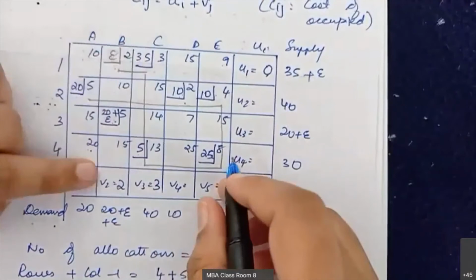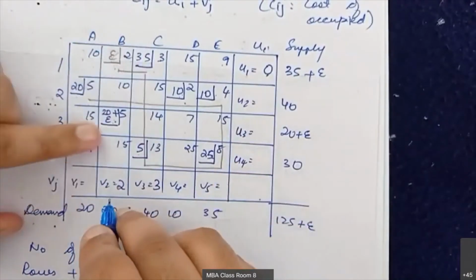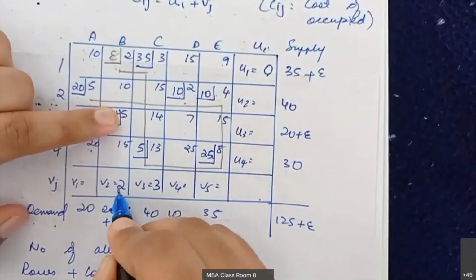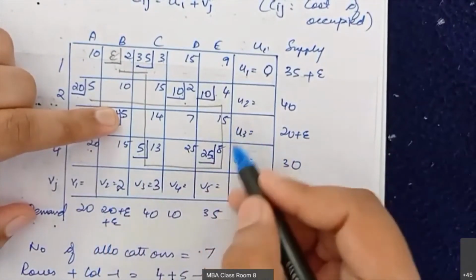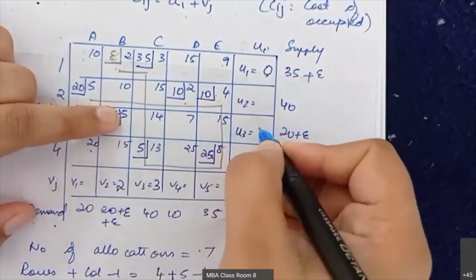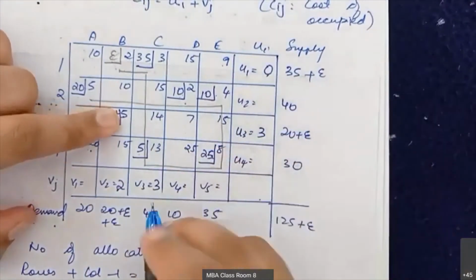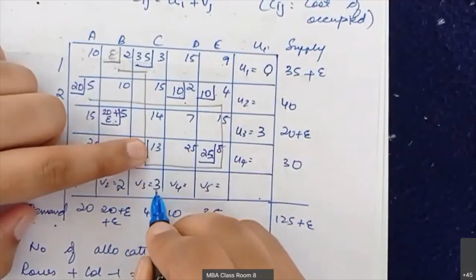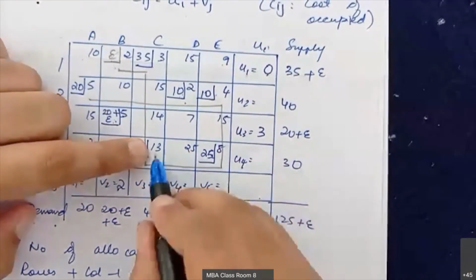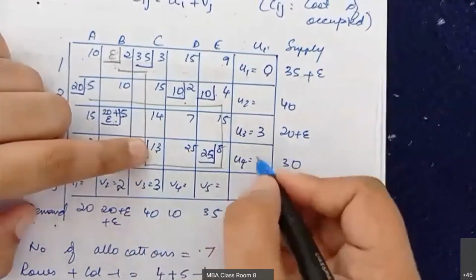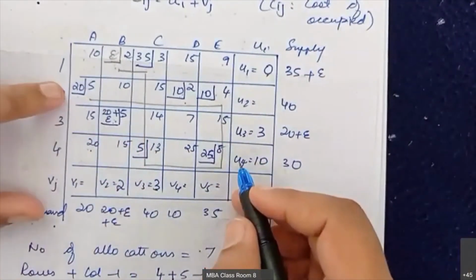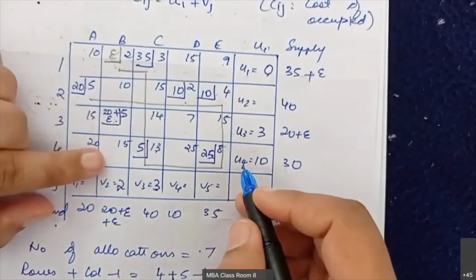Next, which cell can I use? I have the cost here 5 and I know the value 2, so I can find the value of U3. That is 5 minus 2, so that will be 3. Now again, I know the cost here 13. I know the V3 value, so I can find the value of U4. 13 minus 3, that is 10. Next, which cell can I use? Over here, which cell is remaining?